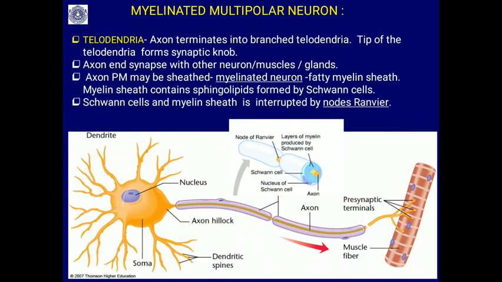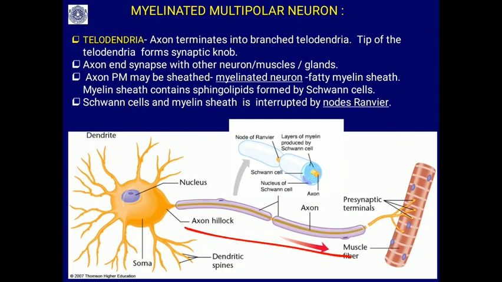Then the telodendria, this is the axon. This axon is either myelinated or non-myelinated. There is a fatty sheath you will find around this, which contains sphingolipids, formed by the Schwann cells. All this I explained to you.